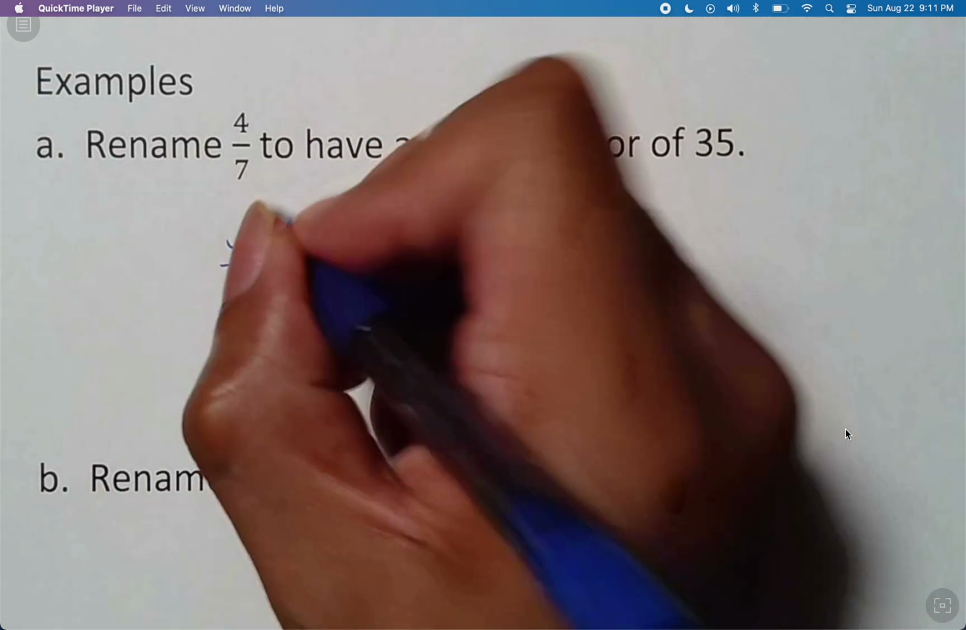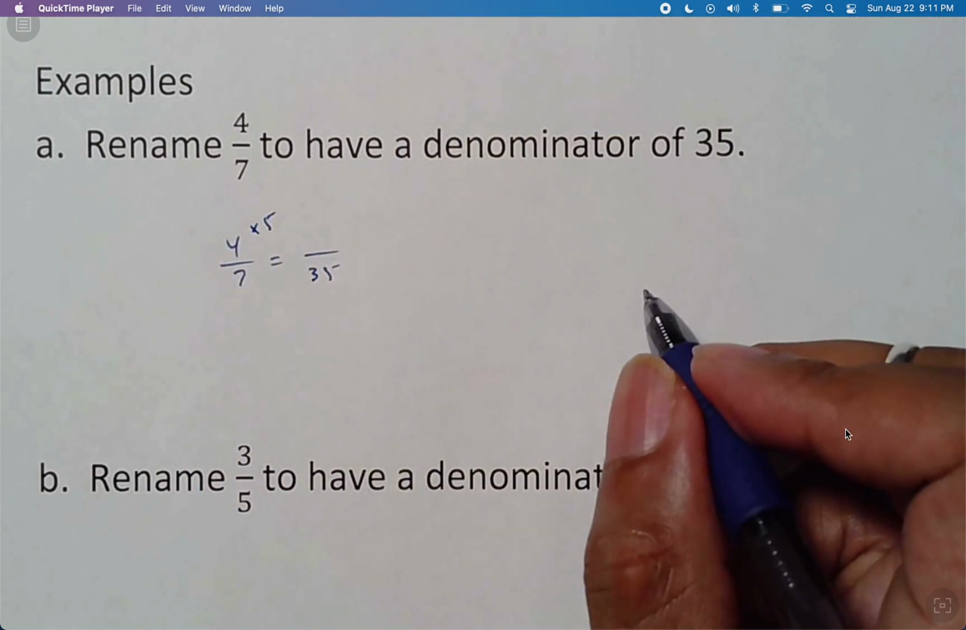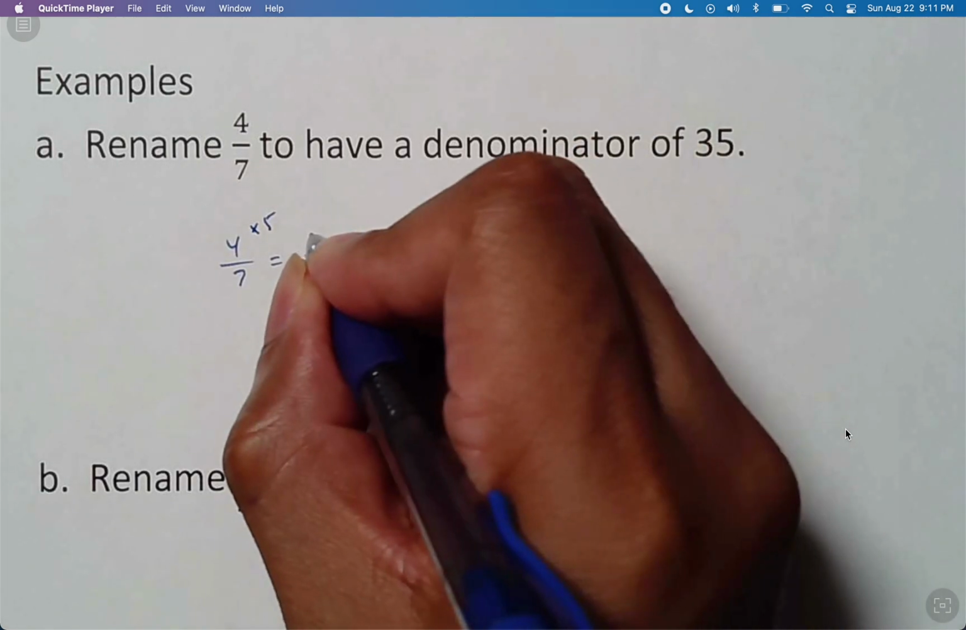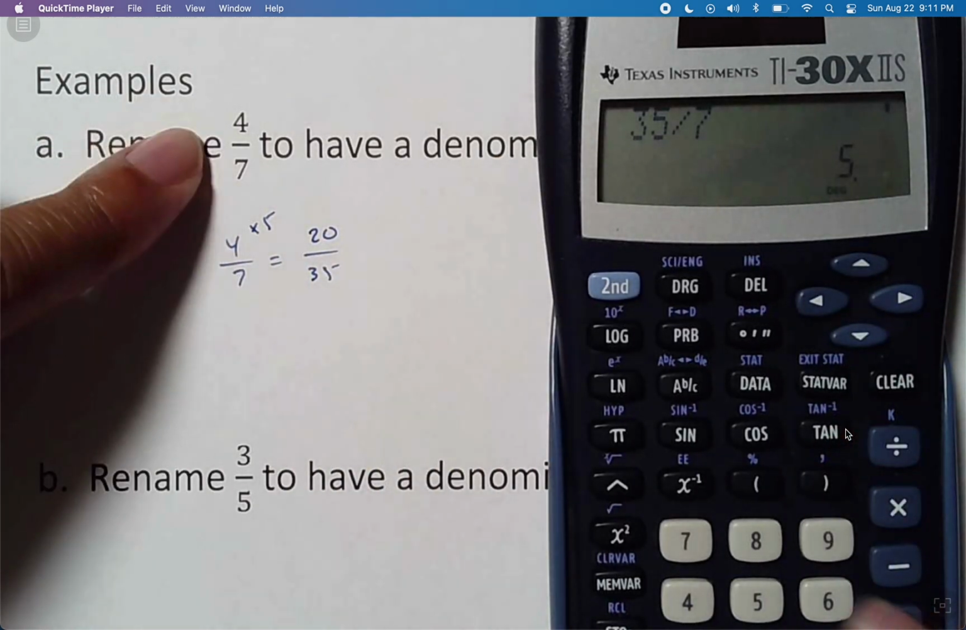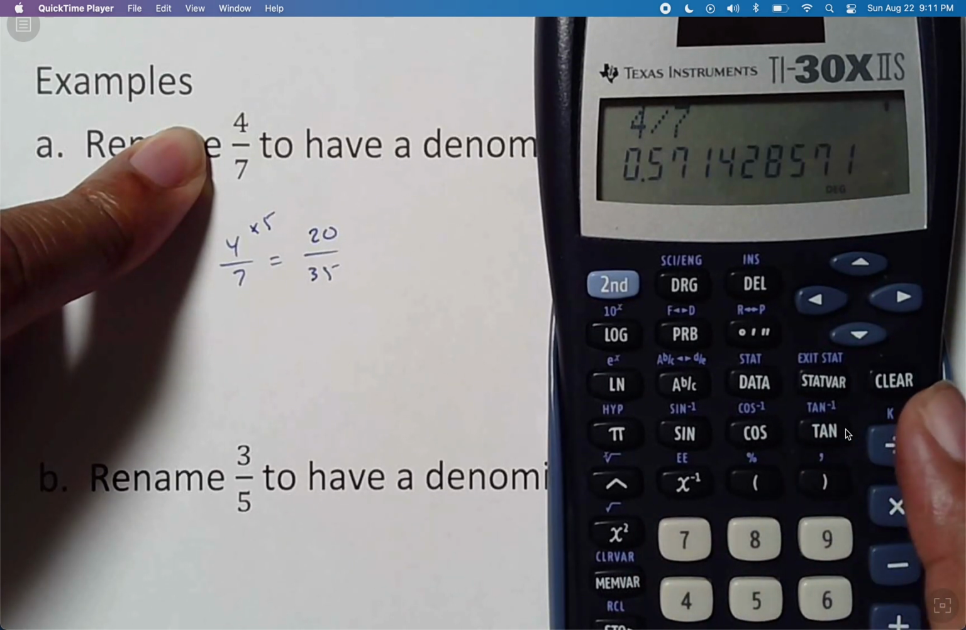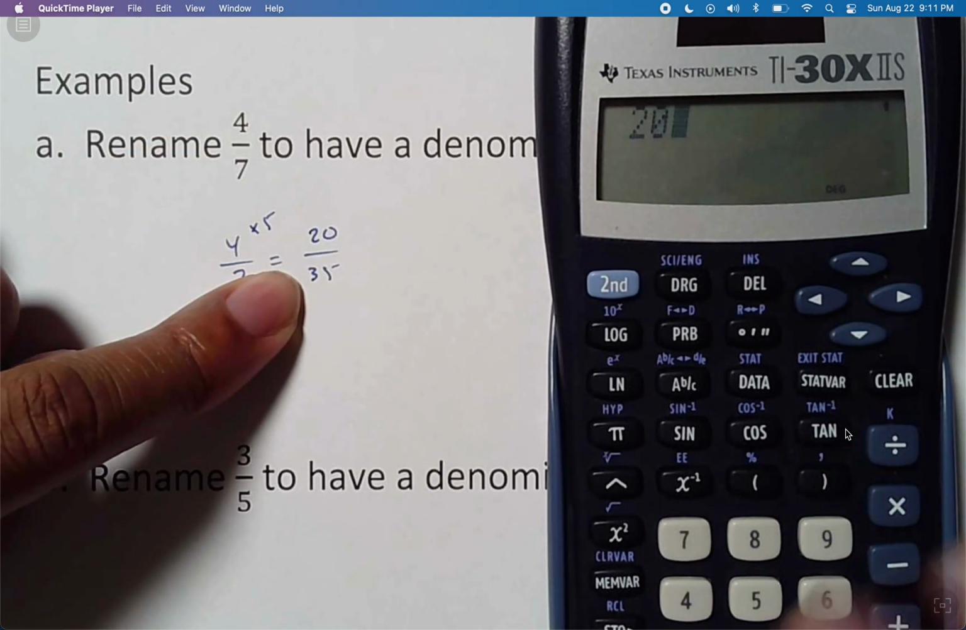35 divided by 7 is 5, which means I want to multiply this by 5. 4 times 5 is 20. And that should be my answer. Let's see. If I want to check it, I could do 4 divided by 7. Yep, I do 20 divided by 35.